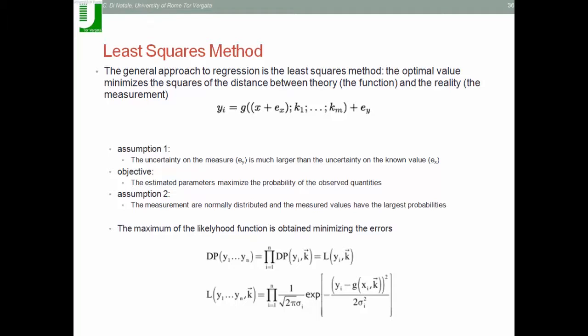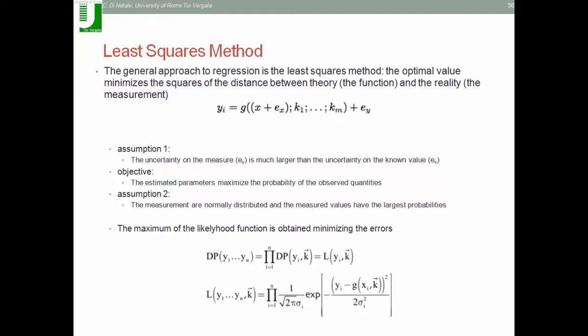Of course, the method is based on some assumptions. There are two assumptions that are quite important. The first one is that the uncertainty on Y, on what we measure, is much larger than the uncertainty of the known value. And since everything we know is known with a certain uncertainty, this has to be taken into consideration in some way. The second assumption is that the measurements are normally distributed, and so we can calculate the parameter that maximizes the probability of the observed quantity.